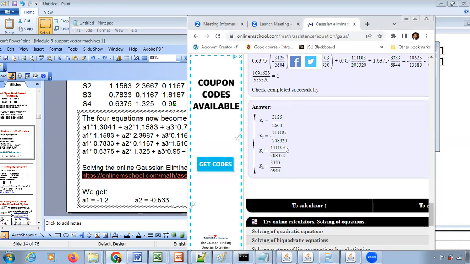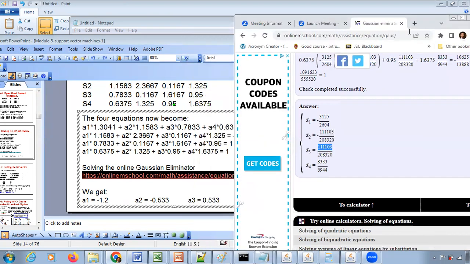For A3, just copy that. So it's the same thing actually. So it is positive 0.533. Now for A4, if you want, you can copy this just to show you how to do that. So just copy this.